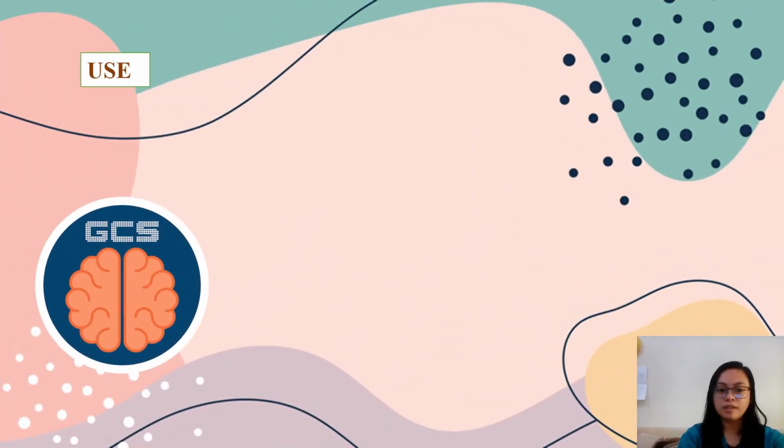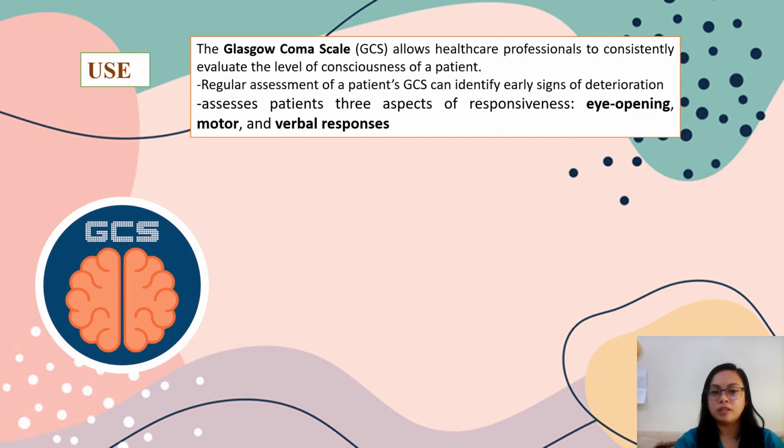Next, what is the use of the Glasgow Coma Scale? It allows healthcare professionals to consistently evaluate the level of consciousness of a patient. It is very important for healthcare providers and nurses to know how to assess this. Especially in our company, we are receiving patients from trauma. We are rehabilitating them and assisting them to reach their optimal level of functioning. And so we need to constantly evaluate their level of consciousness and whether they are improving or deteriorating, so we can manage from that assessment.